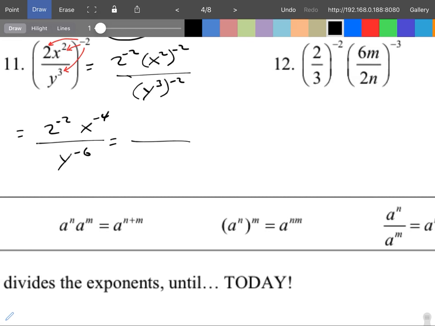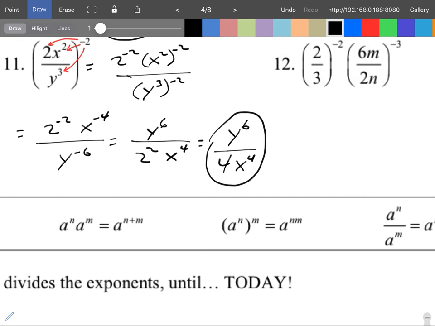And again, just like the last one, when I have negative powers, I have to move it. So that means that this 2 is going to go on the bottom, change the power from negative to positive. The x is going to go on the bottom, change the power from negative to positive. And the y, it's in the denominator, it's going to move to the numerator, and you're going to change the power from negative to positive. So your final answer on this one is going to be y to the 6th up top. And then 2 squared is 4, so you get 4x to the 4th in the denominator.